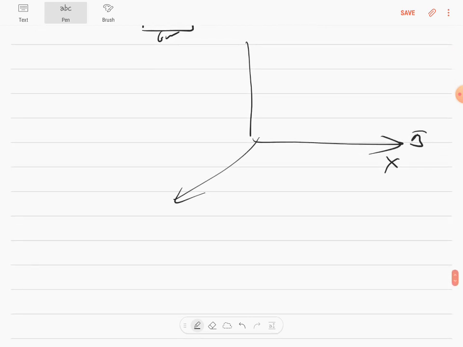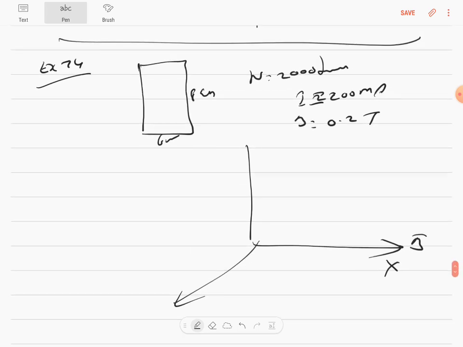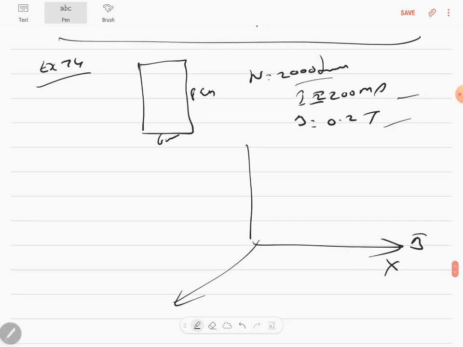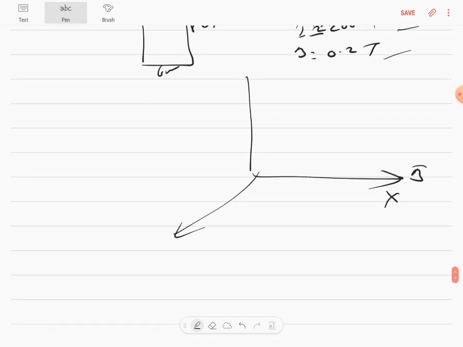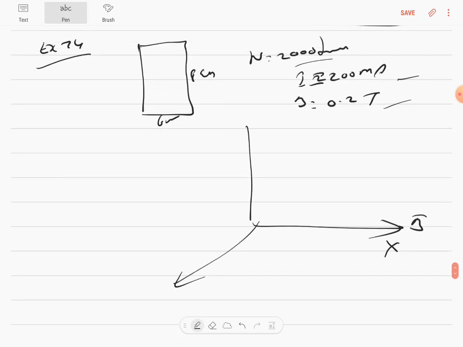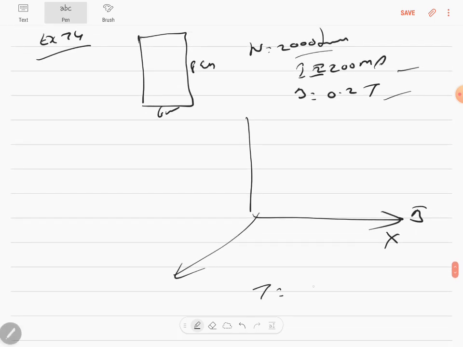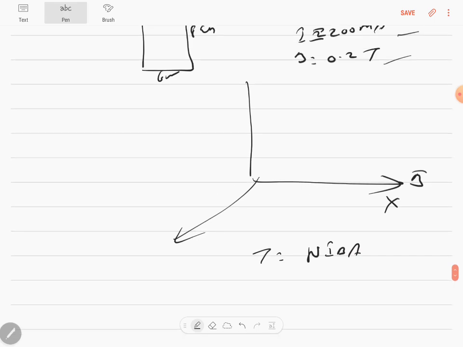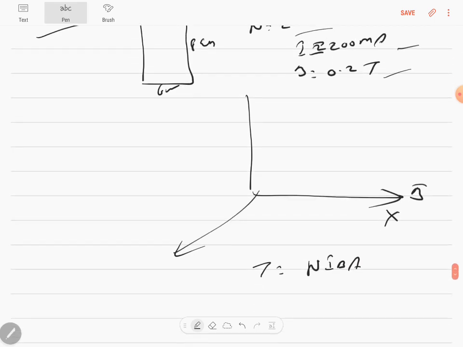Okay, the rectangular coil is placed in which orientation? I don't know. 2000 turns, carrying current, that's all that is given. You have the current, you have the magnetic field's value, you have the number of turns. What is the maximum torque the coil can experience? What is the torque formula? Torque formula is generally NIBA. But I don't know what is the orientation of the coil here.